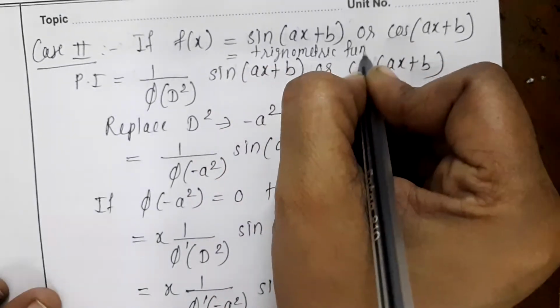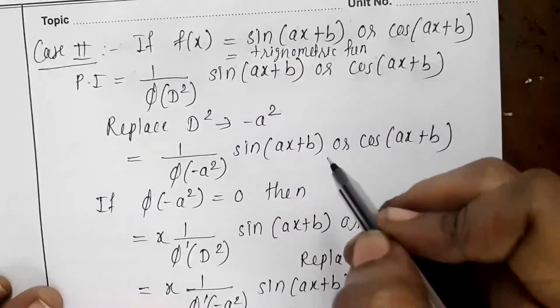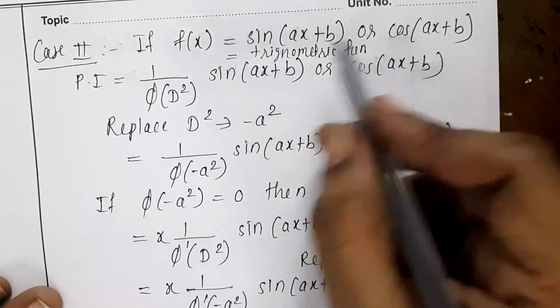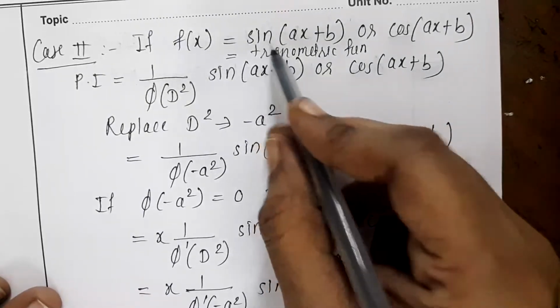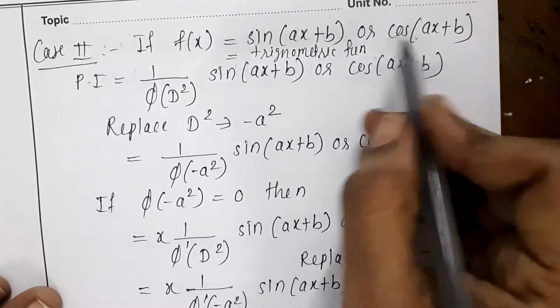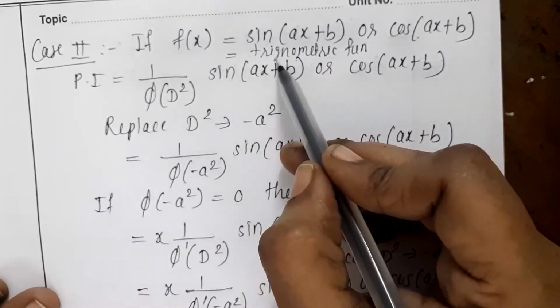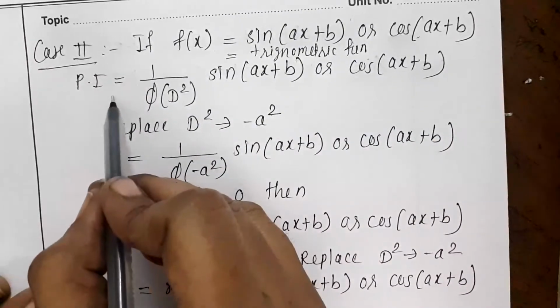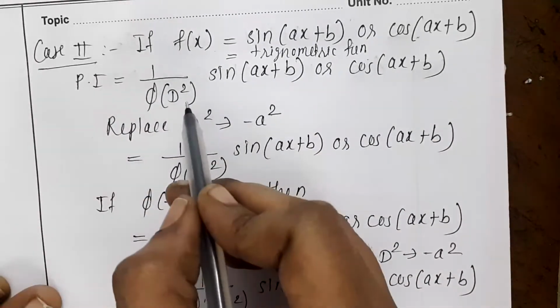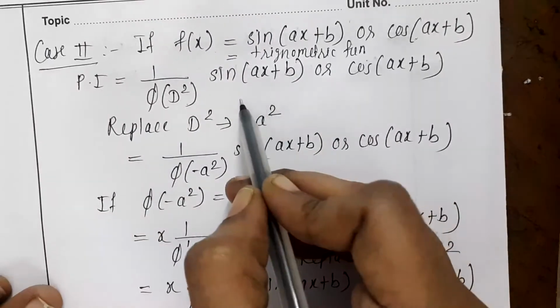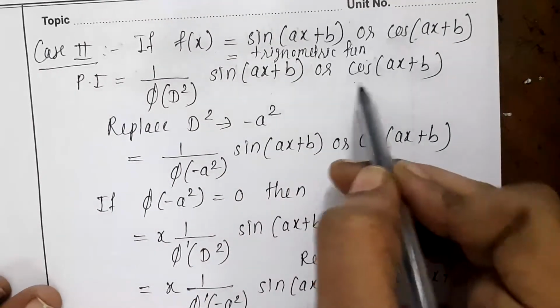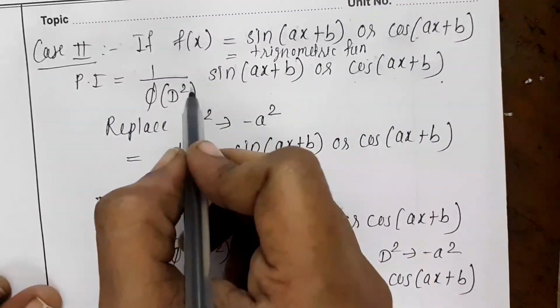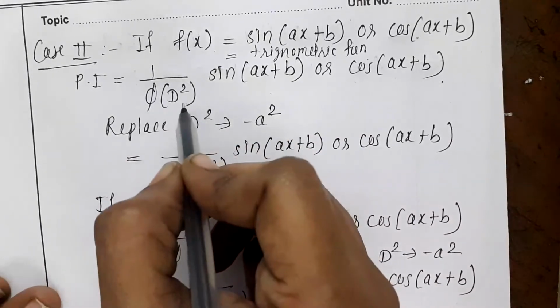Trigonometric function. So the second case is related with trigonometric functions, sine or cos only, not sec or cosec. It is related only with sine and cos. So if f of x is in the form of a trigonometric function, then how do we write the particular integral? It is 1 upon phi of D square multiplied by sine of ax plus b or cos of ax plus b. This phi of D square is just a writing method.